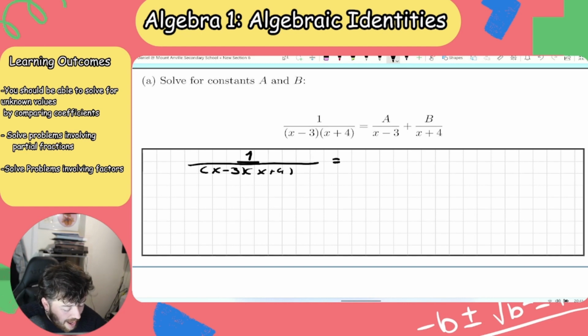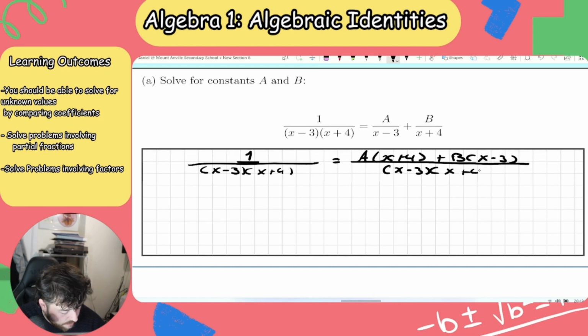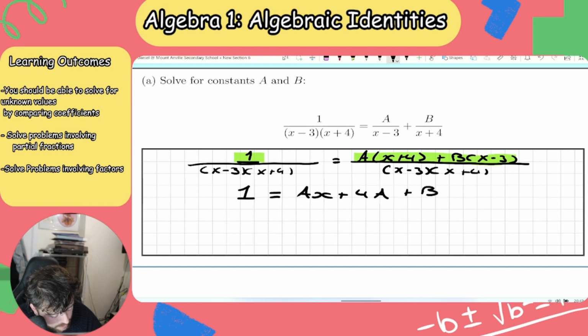So if you recall about adding fractions, this fraction added together would be a times x plus 4 plus b times x minus 3, all over x minus 3 times x plus 4. Again, equate coefficients. So the numerators are equal to each other. So I have 1 is equal to ax plus 4a plus bx minus 3b.